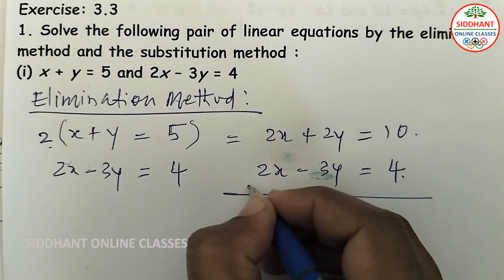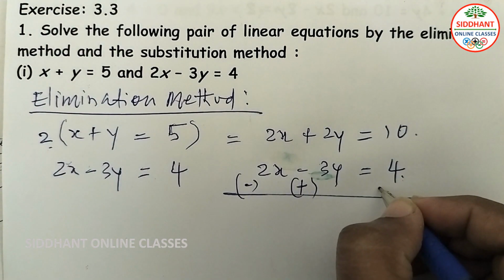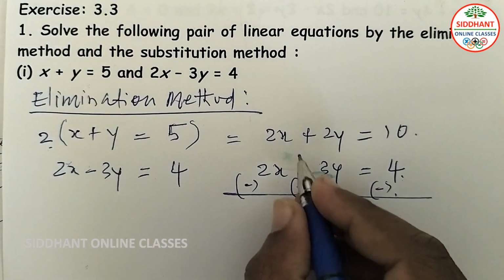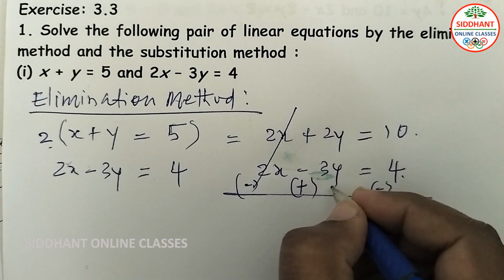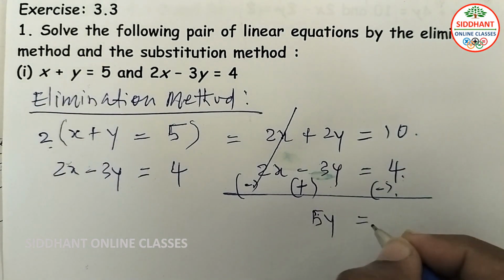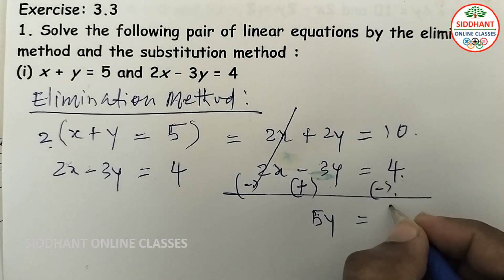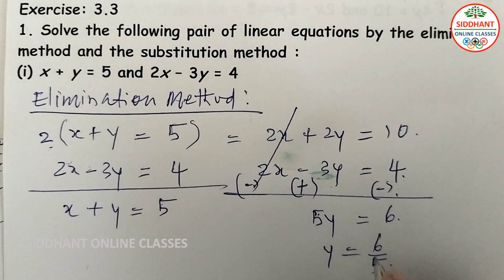Now changing the signs, here minus, here plus, here minus. Then we can cancel 2x. Now 2y plus 3y, that means 5y, equal to 10 minus 4, that equals 6. Then y equal to 6 by 5. So this is the y value, 6 by 5.